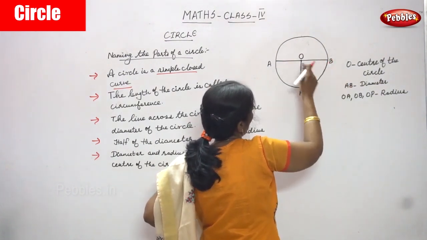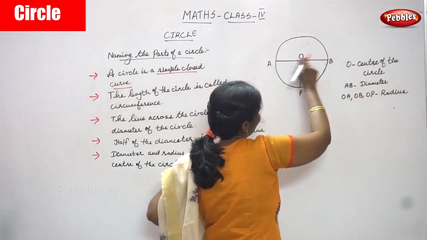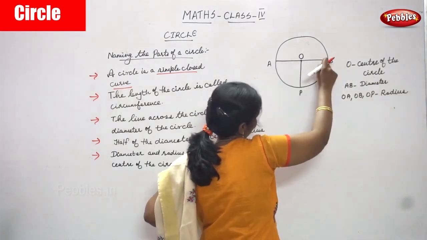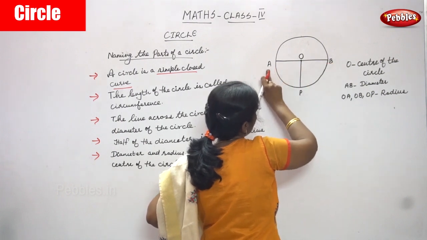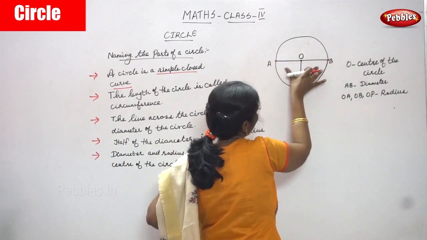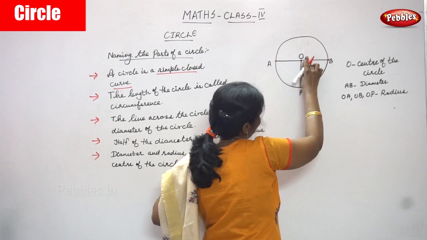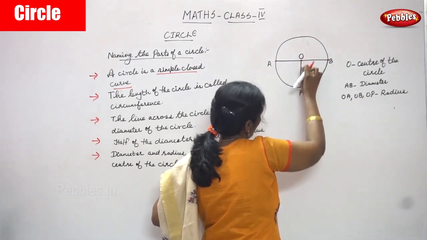That means O is the center of the circle, and this line I draw across the circle. This point is called A and another point is called B. So AB is a diameter and O is the center of the circle.